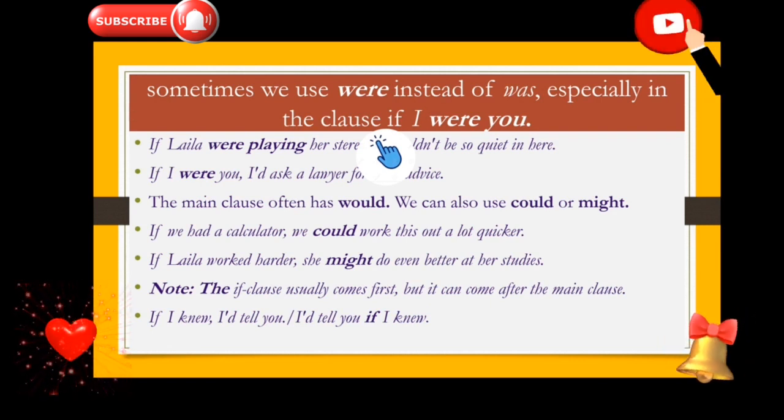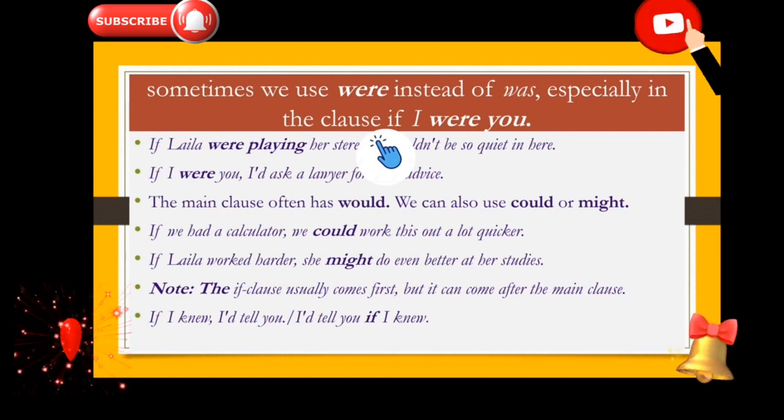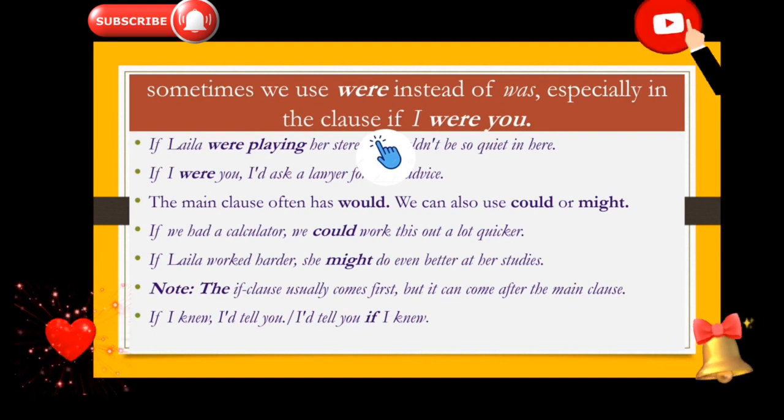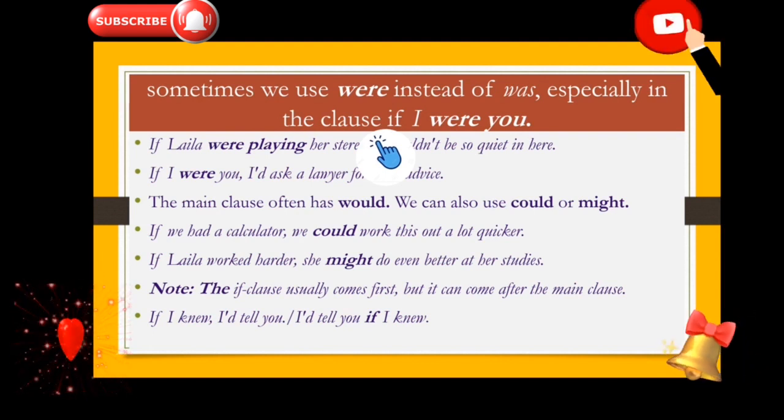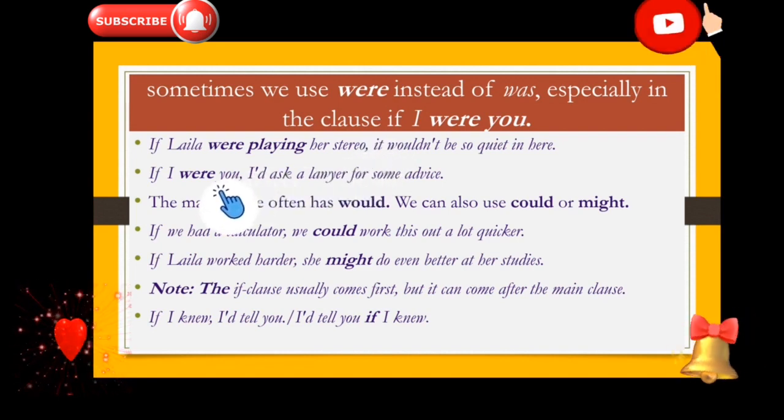Now, why do we use were instead of was? Because it is an unreal situation. And if a situation is unreal, we are just imagining. So when you are imagining, then you will use were instead of was.